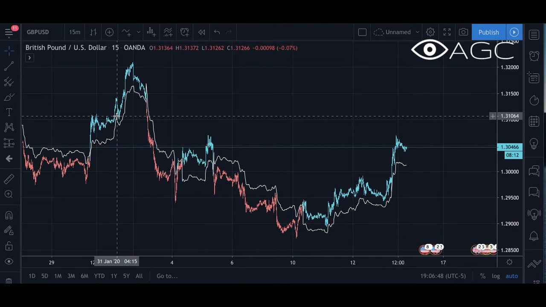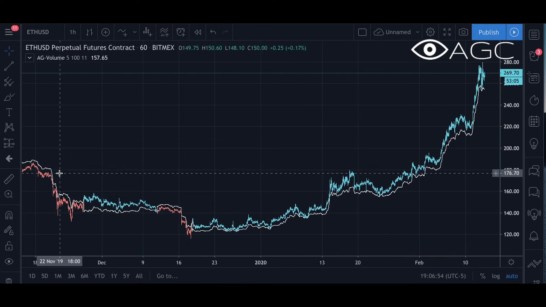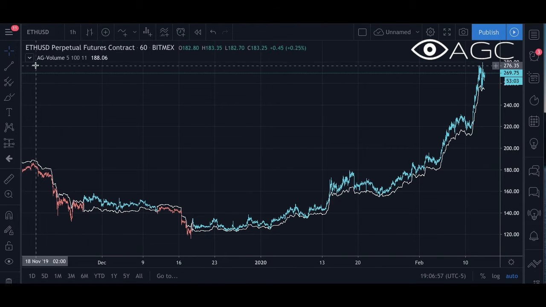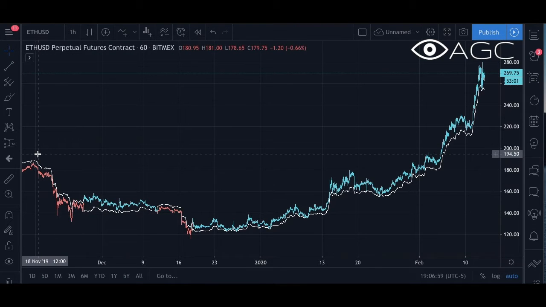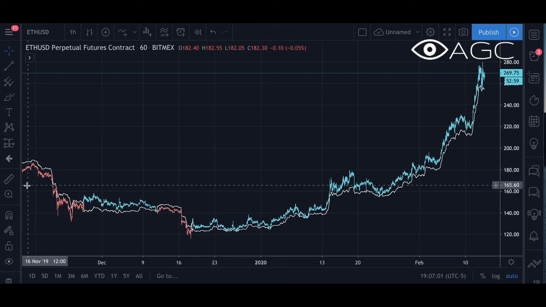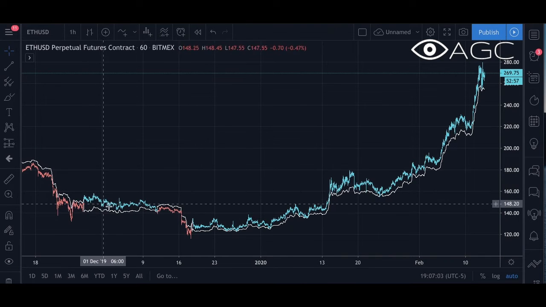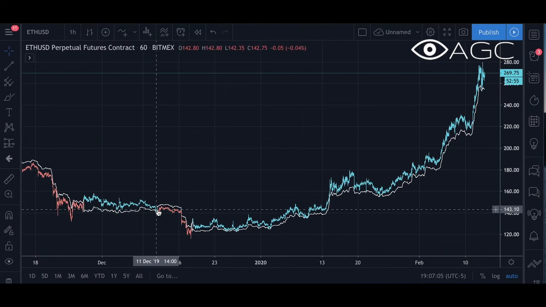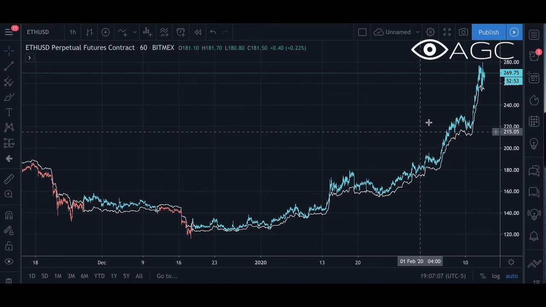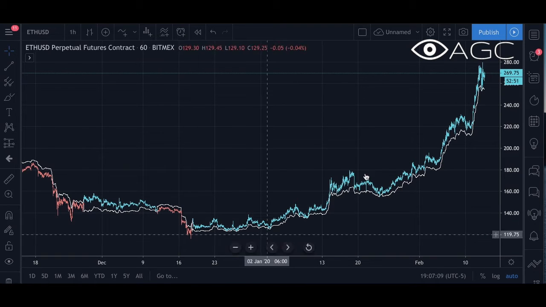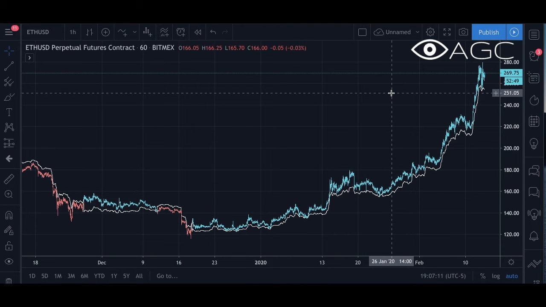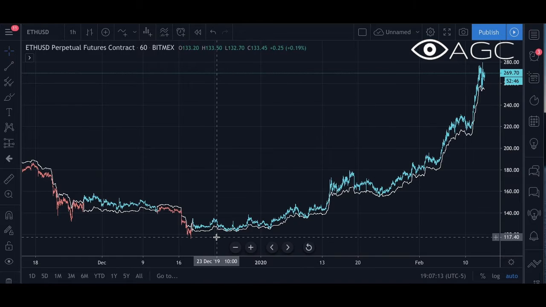So this is the Great Britain pound to the US dollar. Now let's look at a cryptocurrency. Let's look at Ethereum to the US dollar. This is Ethereum to the US dollar on the 1-hour chart, looking at it from November 19th. This is a winning trade. This is probably a break-even trade, maybe a tiny bit of a loss. This is a winning trade, and this is a huge bearish winning trade.